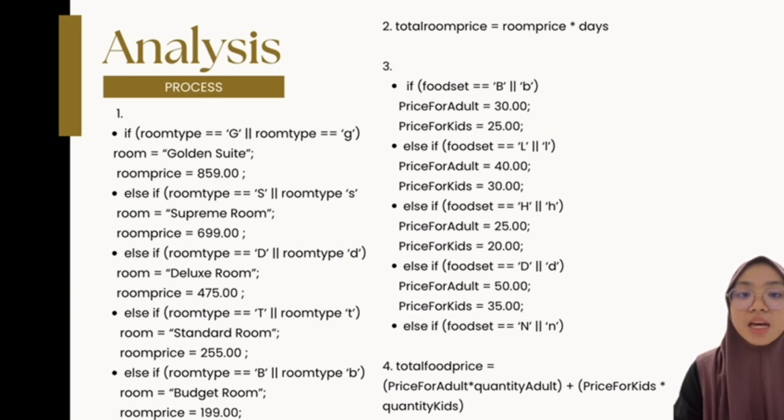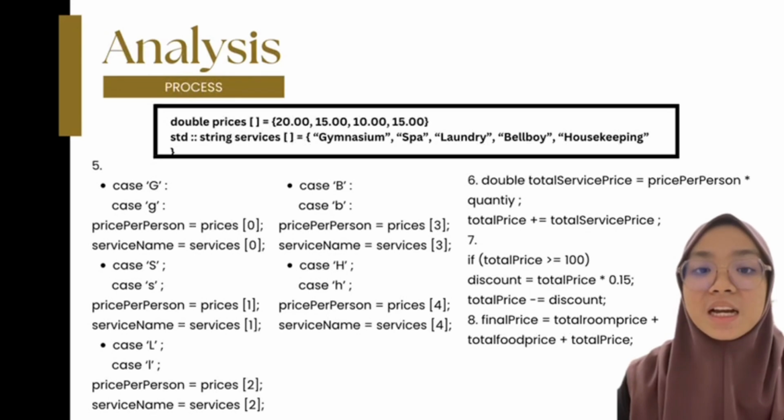Then the program will continue to calculate the total food price based on the food set selected by the customer, such as if food set is equal to B, then the price for adult is RM30 and the price for kids is RM25. Else if food set is equal to L, then the price for adult is RM40 and for kids is RM30. Else if food set is equal to H, then the price for adult is RM25 and for kids is RM20. Else if food set is equal to T, then the price for adult is RM50 and for kids is RM35. Else if food set is equal to N, then the process will calculate the total food price by using the formula total food price equal to price for adult multiplied with quantity adult, plus price for kids multiplied with quantity kids. Move to the calculation of service price.